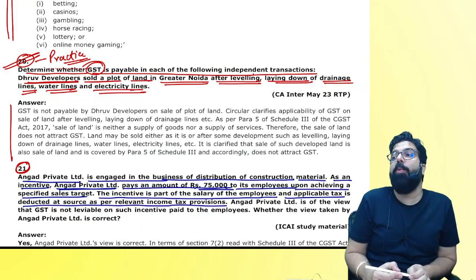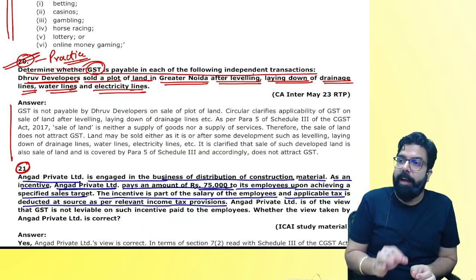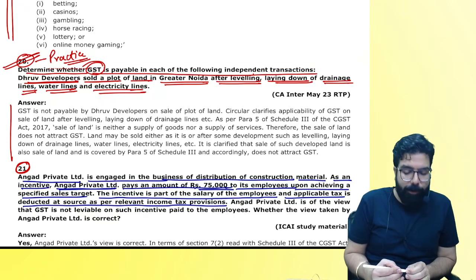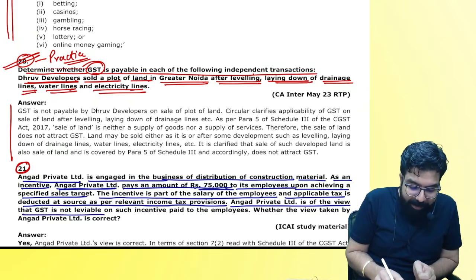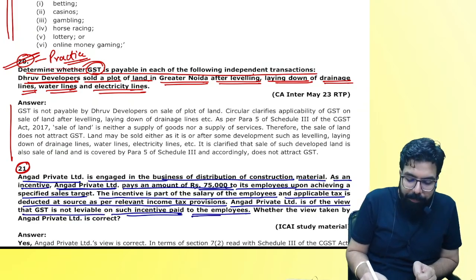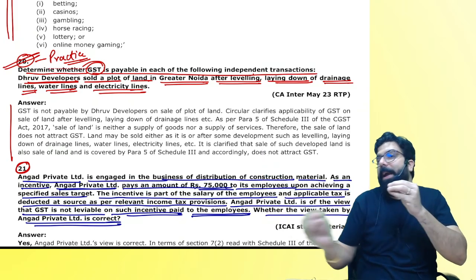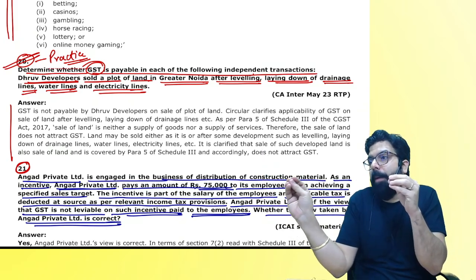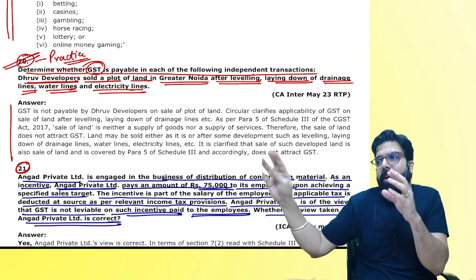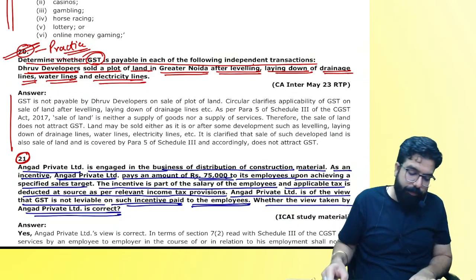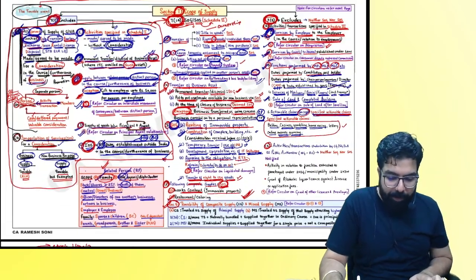In income tax section number 192, TDS is deducted. Correct? No? So TDS will be deducted under section number 192. Angat Private Limited is of the view that GST is not leviable on such incentive to the employee. Whether the view taken is correct? Why? Anything paid to the employee as per the employment contract is neither supply of goods nor supply of services. Will any GST come? No. Next.